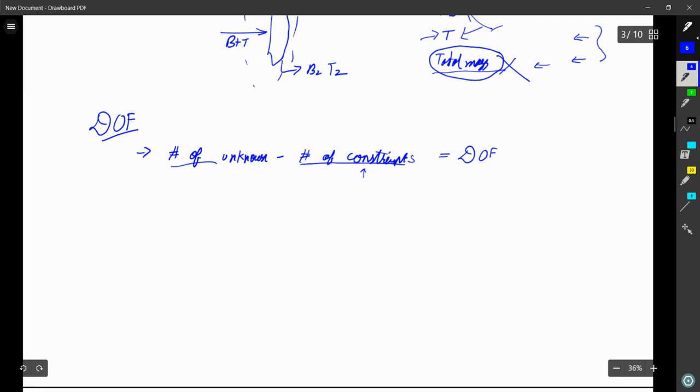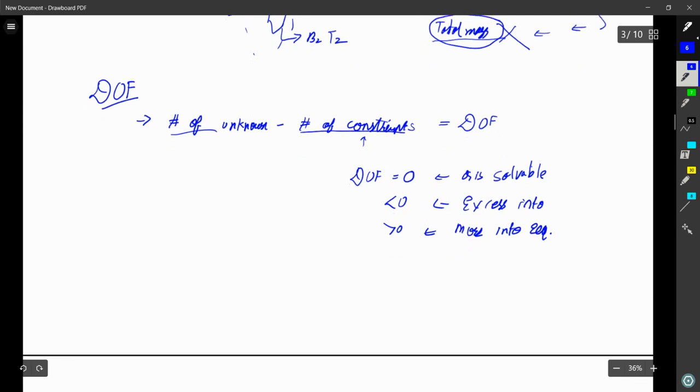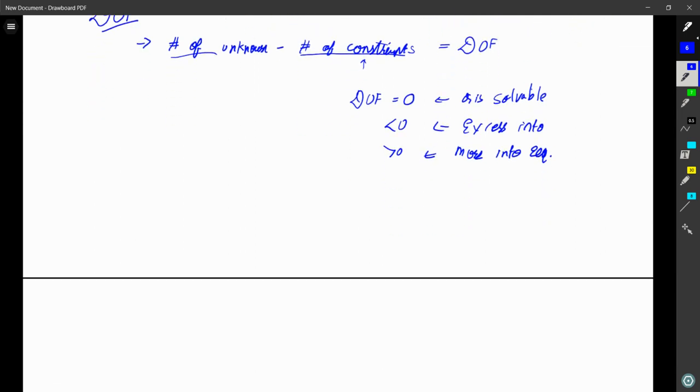So basically, when you are given a question, you want to find the degrees of freedom. Whenever degree of freedom is equal to 0, it means that the question is solvable. When degree of freedom is less than 0, it means there is excess information, or you have taken too many equations which are not independent. If it is greater than 0, it means more information is required. So that's about degree of freedom.